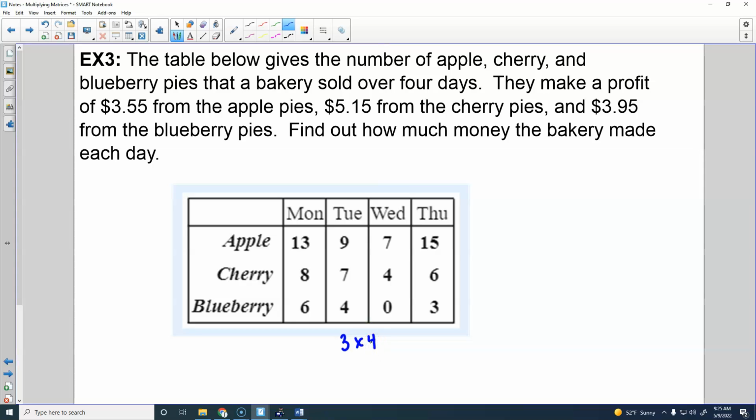So I've got these 3 pieces of information right here. I've got that apple pies are $3.55, cherry pies are $5.15, and blueberry are $3.95. So I need to make a matrix that I can multiply by this matrix that will give me the profit for each type of pie, apple, cherry, and blueberry. There's really only one dimension matrix that I can make work here. What is that going to be?